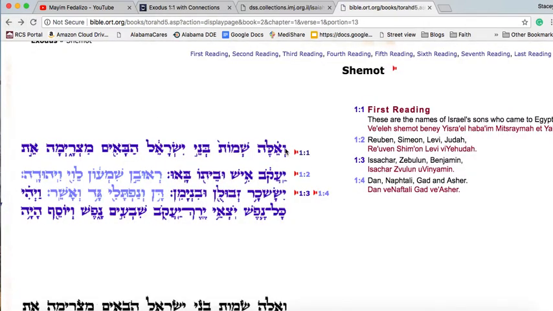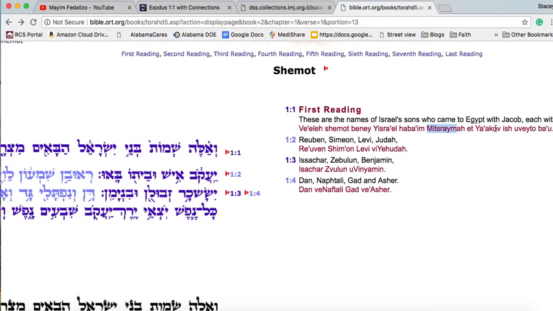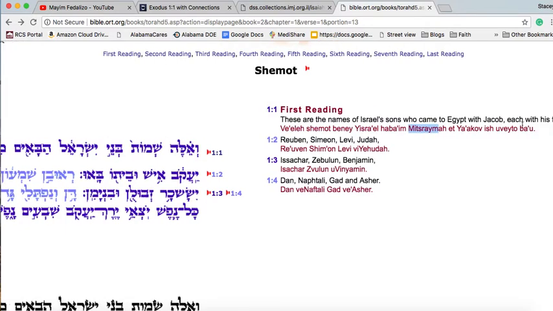But it's interesting. It's a weird cancellation. This is Ve'ele Shemot B'nai Yisrael. Okay? Ve'ele, here's a transliteration. Ve'ele Shemot B'nai Yisrael. Haba'im Mitzrayma. Et Yaakov Ish Uveto Ba'u.